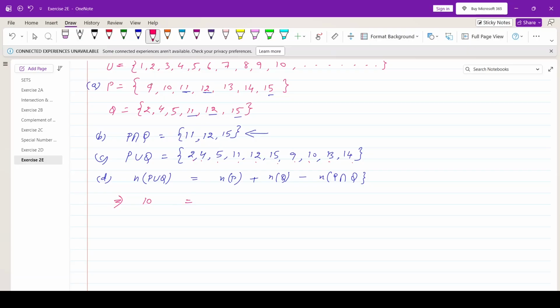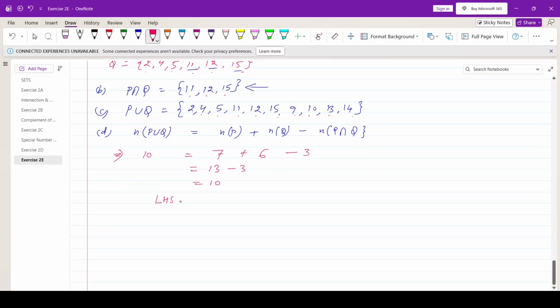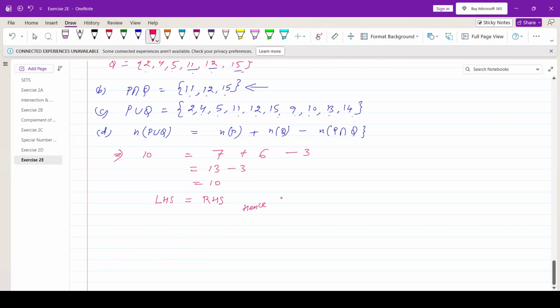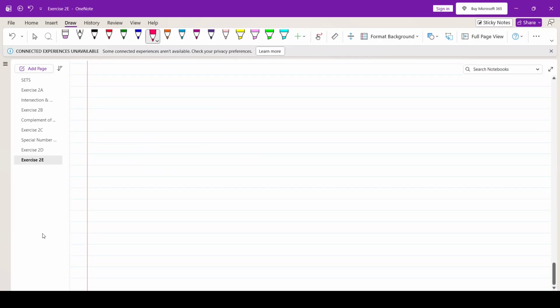Number of elements in P is 1, 2, 3, 4, 5, 6, 7. 7. Number of elements in Q is 1, 2, 3, 4, 5, 6. And number of elements in P intersection Q is 1, 2, 3. This is 3. 7 plus 6 is 13 minus 3, that is 10. So left hand side is equal to the right hand side. Hence shown. Let's move on to the next question.